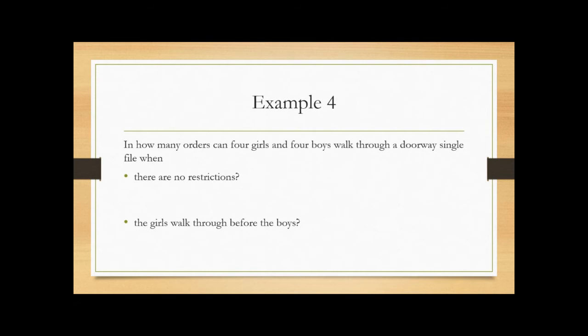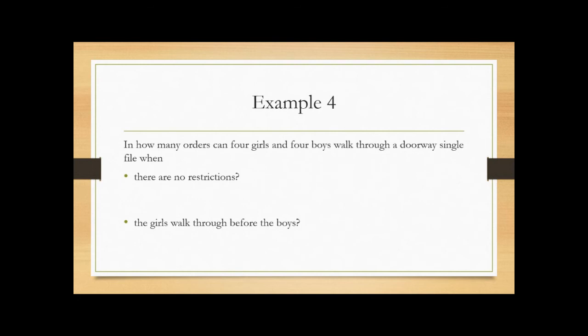So we have 8 students that are walking through, or 8 kids walking through a doorway, and we're putting them all in order, so we're using all 8 spots. So if you're using all of your spots, that's where a factorial comes into play, because you're not just having like 10 numbers and picking only 2 of them. If you have 10 numbers, you're picking all 10.